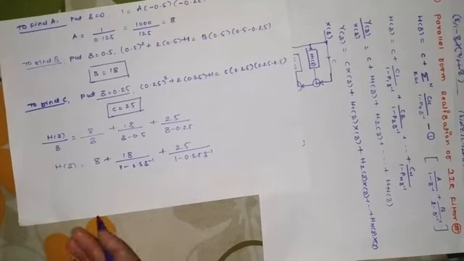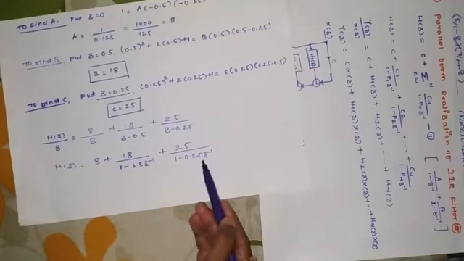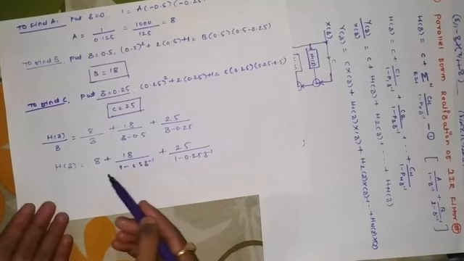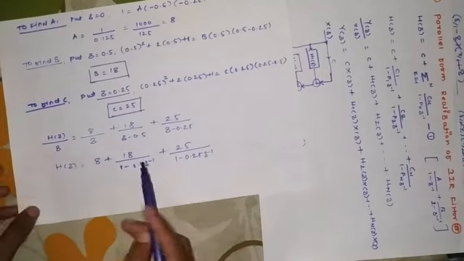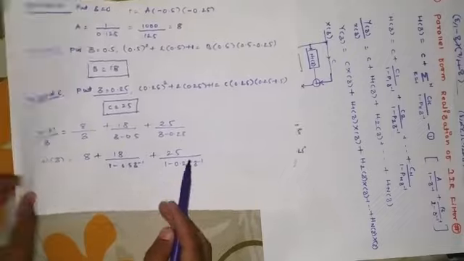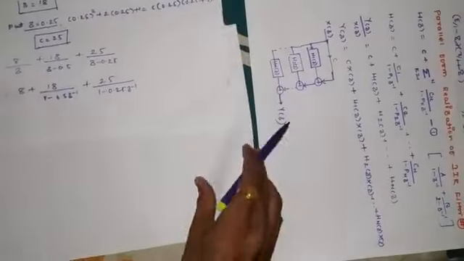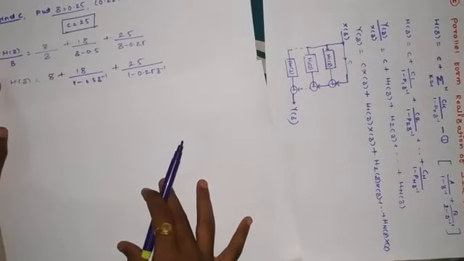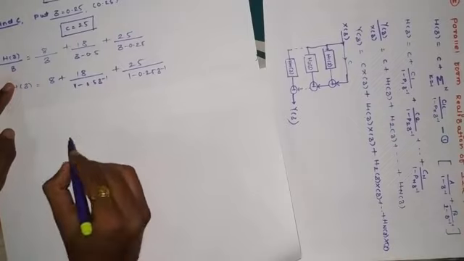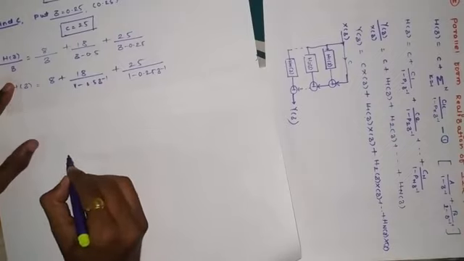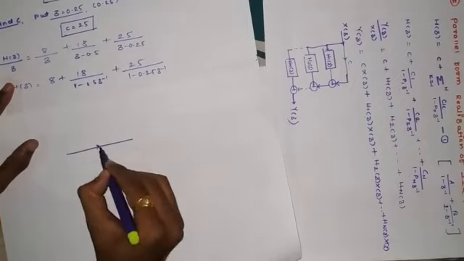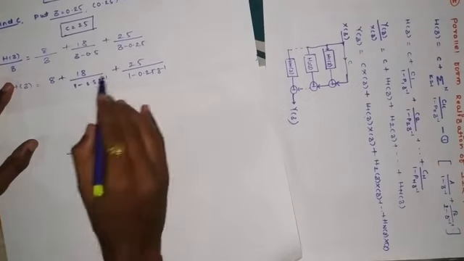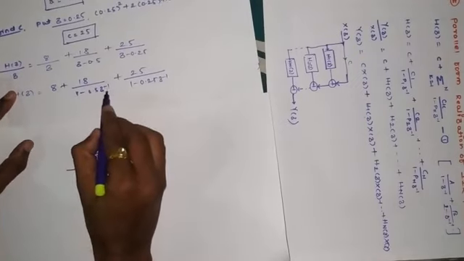Now you can see we got the same form of equations: a constant term, H1 of z and H2 of z, and they are all added with each other. The next step will be to write them in parallel form. Starting with the first term, that is 8, the first term we'll assume as 8. Next you can see 18 upon 1 minus 0.5 z inverse.